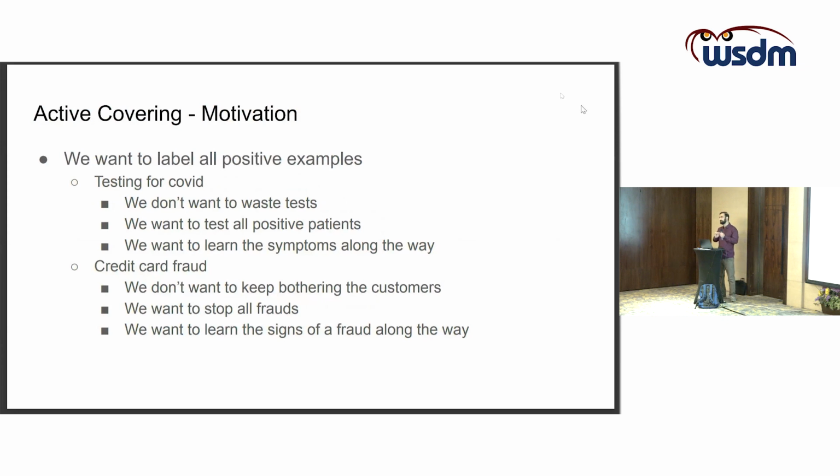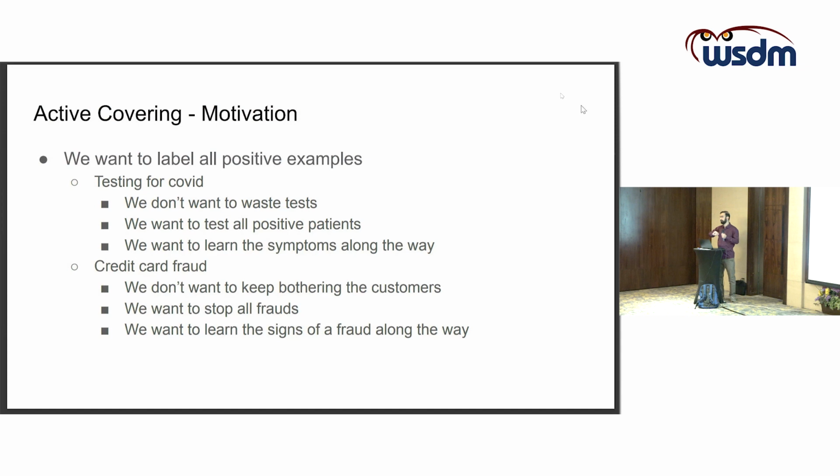Active covering is a sort of extreme version of active learning. In active covering, we want to find all the positive examples, right? For example, in credit card fraud, we care a lot about finding all the positive examples. We still have a bounded number of queries that we can make. Maybe if we see some transaction, we can call or text the customer and ask if this is an actual transaction or not. But we want to go to the extremes.